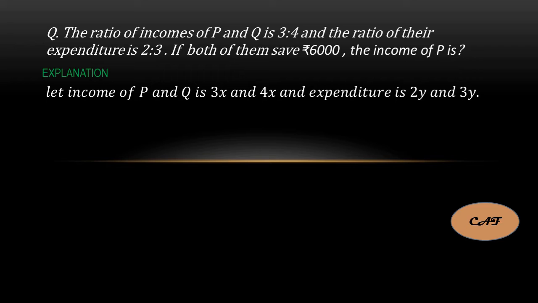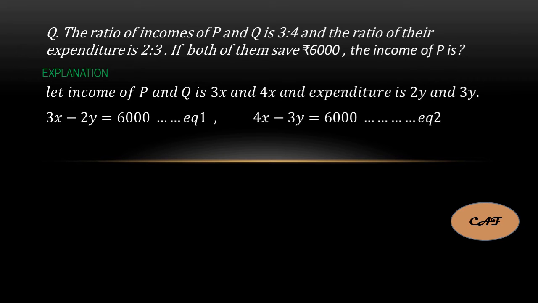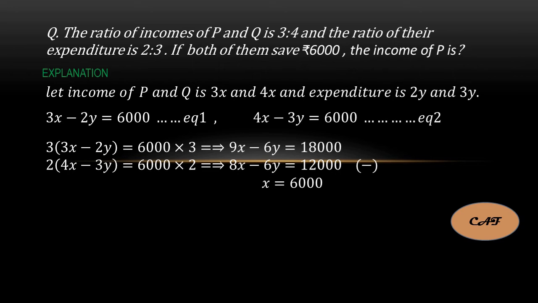How will you get savings? Saving means whatever you are getting as income minus your expenditure. So 3x minus 2y is equal to 6,000 and 4x minus 3y is equal to 6,000. You have two equations and two variables, so from that you can easily get x and y values. If you multiply equation 1 with 3 and equation 2 with 2, you will get 9x minus 6y is equal to 18,000 and 8x minus 6y is equal to 12,000.